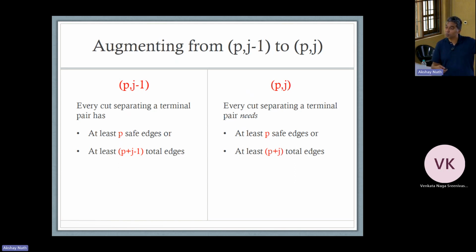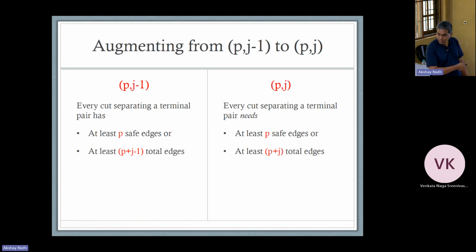But I want to go up to Pj, right? But what does the cut need? The cut needs at least P safe edges or P plus j total edges. So if the cut is already satisfying this, then it's also happy here, right? But when is it not happy to go up?